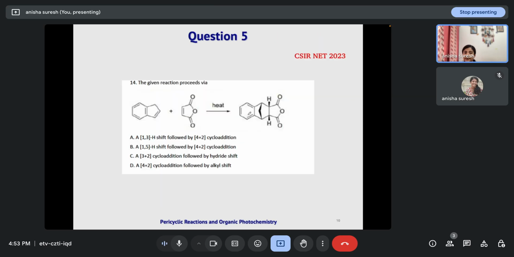Now coming to question number 5. The given reaction proceeds via. So these are the starting materials and this is the product that is formed. This was also a question that was asked in CSIR NET 2023.